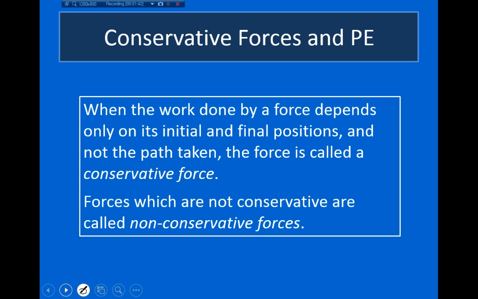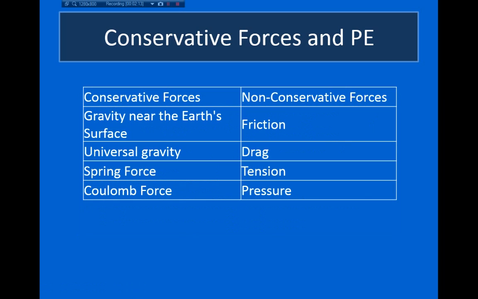And it turns out that this is not a really unique thing. There are a lot of forces like this. So whenever the work that's done by a force only depends on the initial and final positions, we call this a conservative force. So the work that's done by a conservative force does not depend on the path that's taken. It only depends on the initial and final positions. Now, forces that aren't conservative are called non-conservative forces. So I just want to look at a couple of examples of these types of forces.